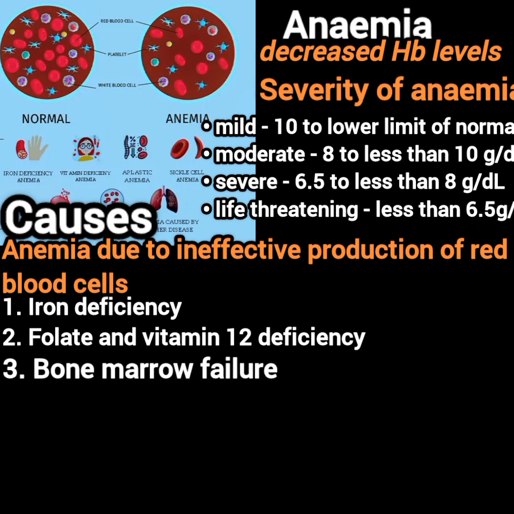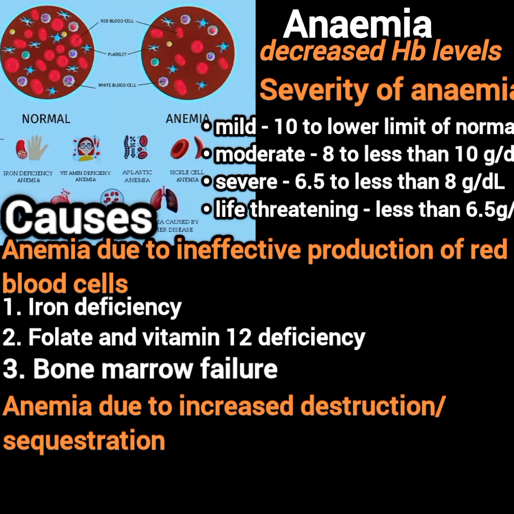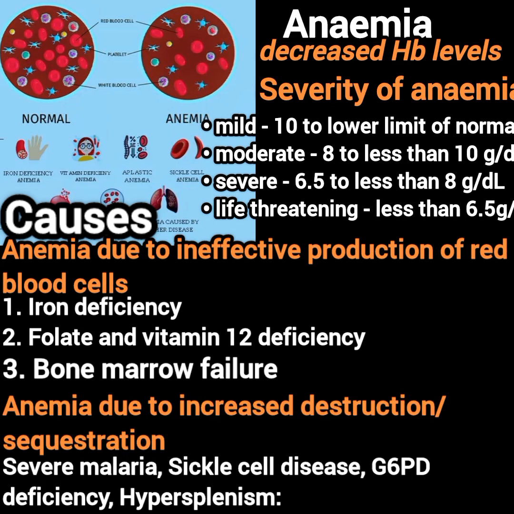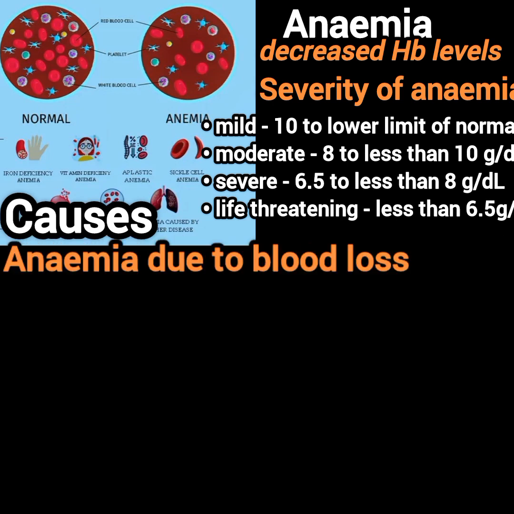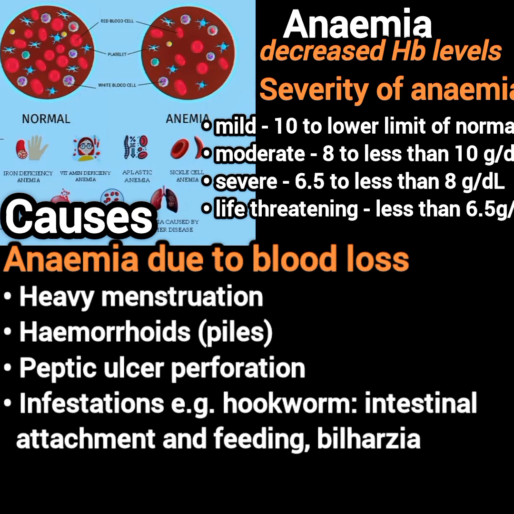Anemia due to increased destruction, that's in hemolysis, severe malaria, sickle cell disease, G6PD deficiency, and anemia due to blood loss: heavy menstruation, hemorrhoids, peptic ulcer, infestation, that's hookworm infestation, bilharzia, and that is when there is peptic ulcer perforation. So these values are used to check for anemia and polycythemia.